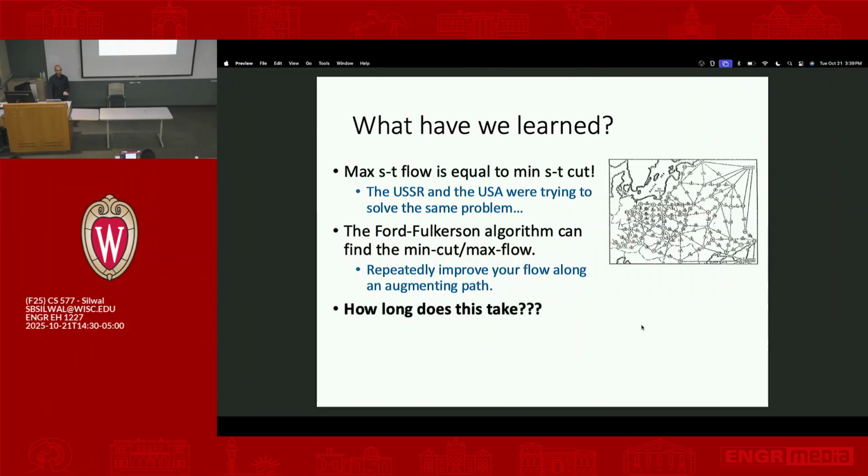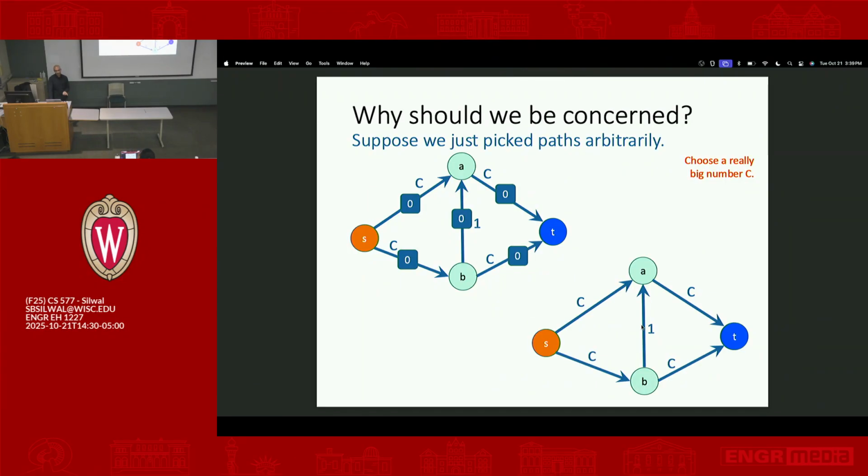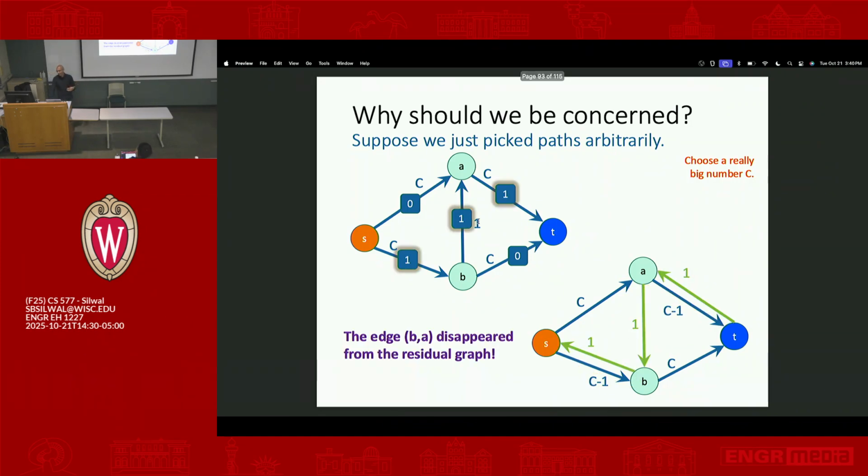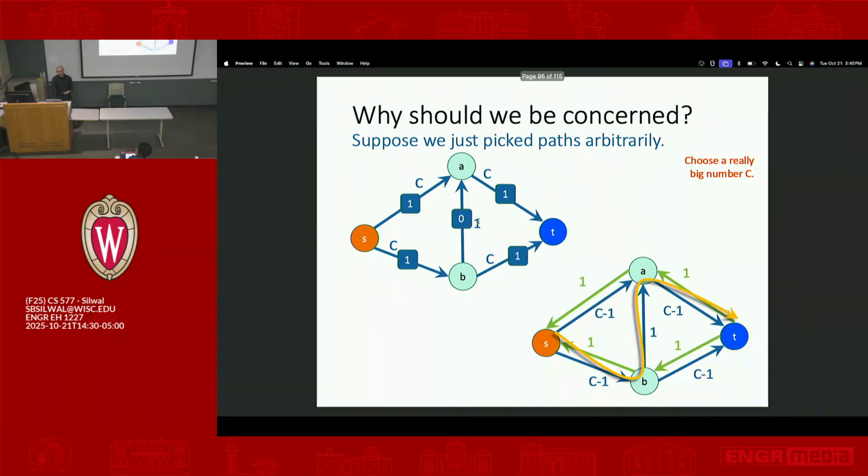How long does this take, okay? Well, that's the one bad thing about Ford-Fulkerson, it can take a long time, okay? So here is one example. All the capacities are really big, let's say C, initially there's no flow, but this edge has capacity 1. If you run this algorithm over again, you'll see that the flow only increases by 1 every time. But the max flow is clearly 2C, right? I can send C here and C here. If it only increases by 1 every time, then it's going to take a really long time to finish. Okay.